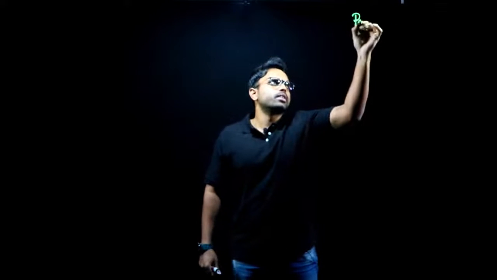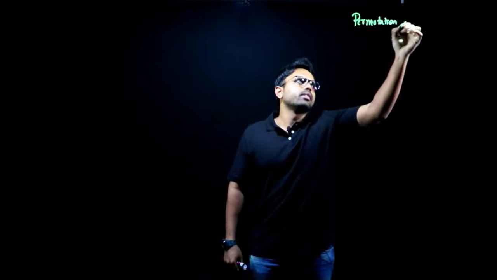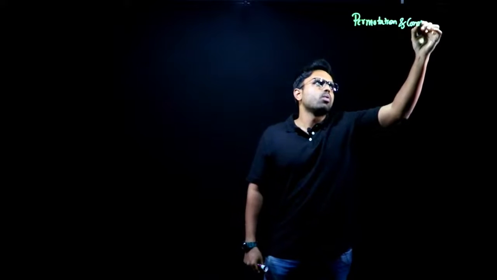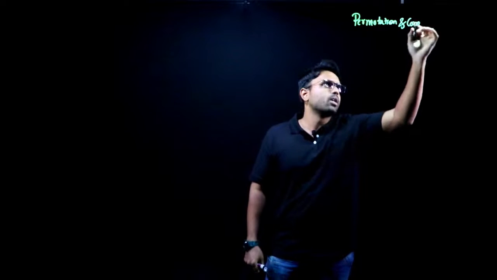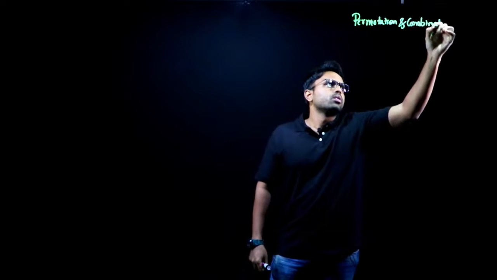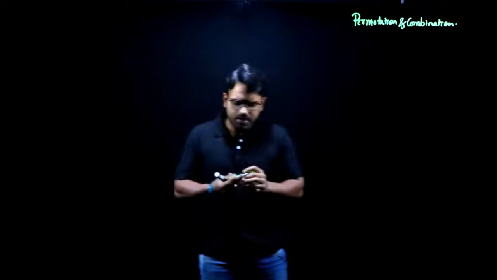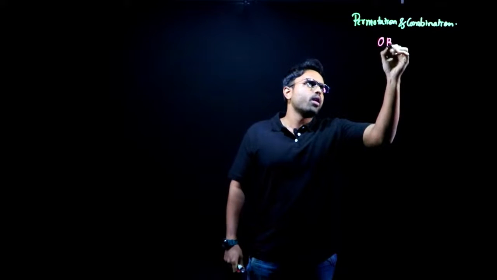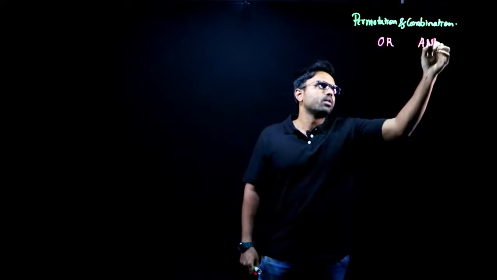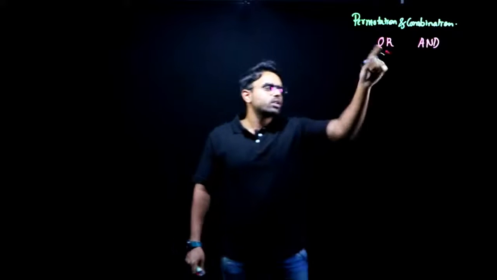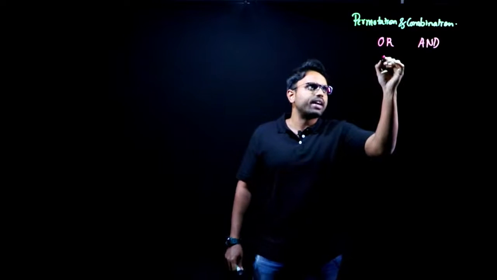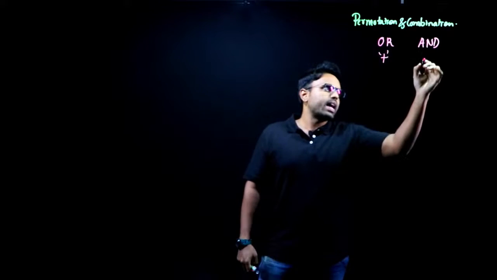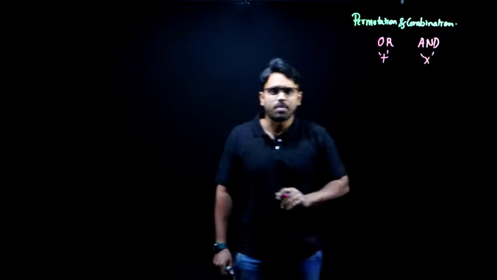Well guys, today's session will be on permutation and combination. All those doubts that you people have about what is permutation and what is combination will have to end today. To start with, permutation and combination depend on two pillars: rule of OR and rule of AND. OR signifies addition operation, whereas AND signifies multiplication operation.